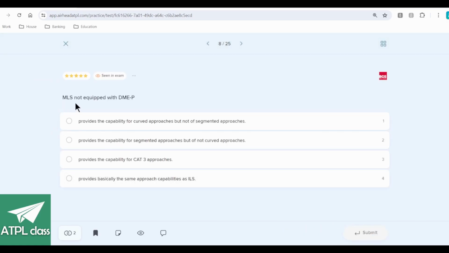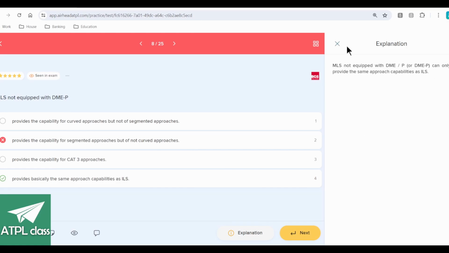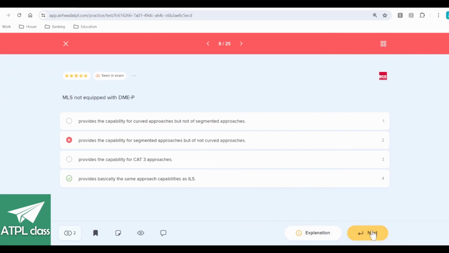So a microwave landing system not equipped with precision DME, so you're unable to do curved approaches. That's basically what we want. Provides the capability for curved approaches? No. It does provide the capability for segmented approaches, but not curved approaches. Provides the capability for Cat 3 approaches. Provides basically the same approach capabilities as ILS. So it's not curved approaches, because it's for segmented approaches. Okay, cool, that's fair enough. Can only provide the same approach capabilities as an ILS. Again, microwave landing systems, I don't know why they're still in the syllabus, but got to play the game, I'm afraid.